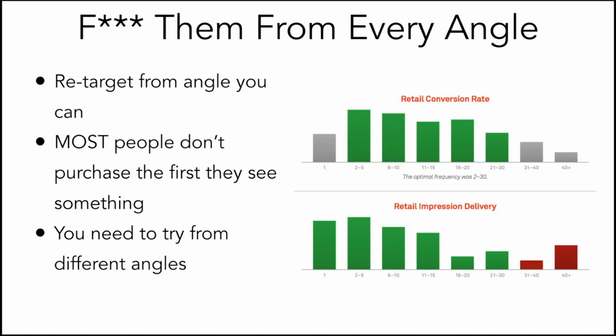So you got to retarget from every angle. When you are doing the good stuff, you got to try different angles because some are better than others. So it's important that you hit them from every angle. Maybe hit them with a video ad, a picture, audience network. So retarget them from every angle you can. Most people don't purchase the first time they see something. And again, you need to try from different angles.